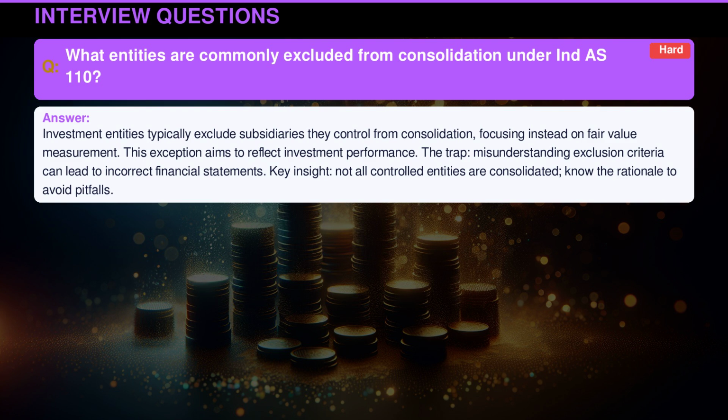Investment entities typically exclude subsidiaries they control from consolidation, focusing instead on fair value measurement. This exception aims to reflect investment performance. The trap: misunderstanding exclusion criteria can lead to incorrect financial statements. Key insight: not all controlled entities are consolidated. Know the rationale to avoid pitfalls.